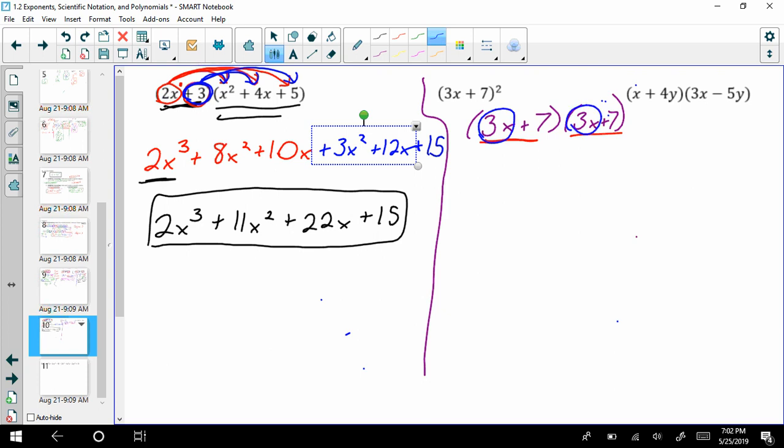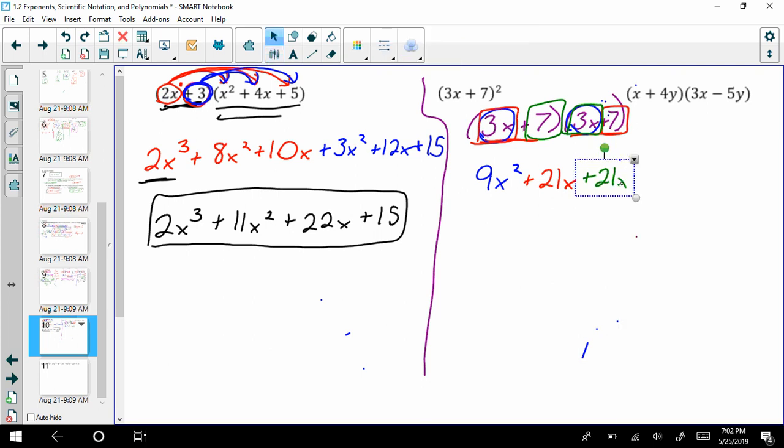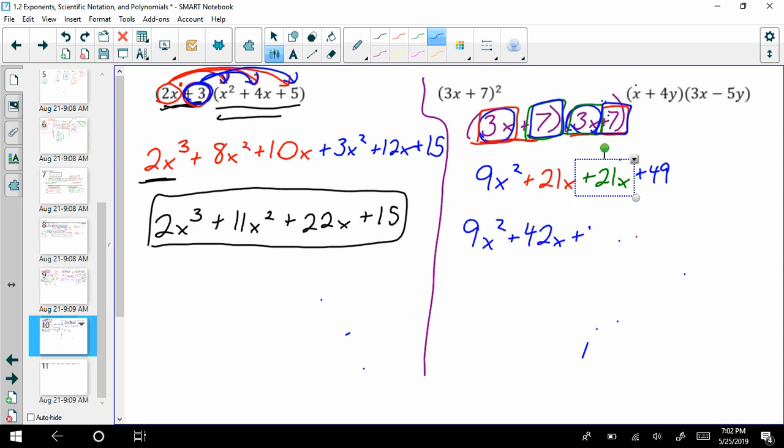First times first would be 9x squared. Outer and outer, 3x times 7 would be 21x. Inner and inner, 7 times 3x would be 21x. And finally, last times last, 7 times 7 would be 49. So I get 9x squared plus 42x plus 49. Degree of 2.